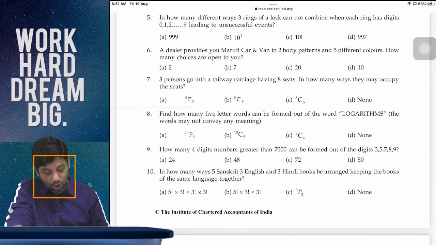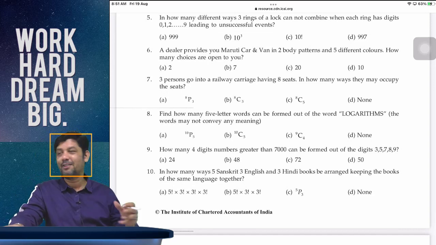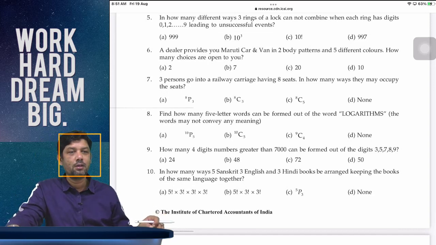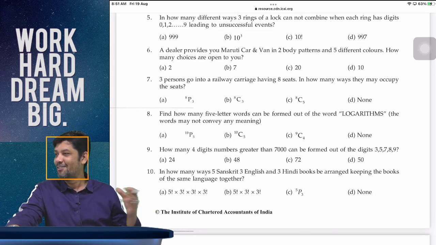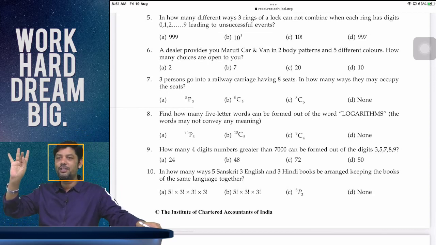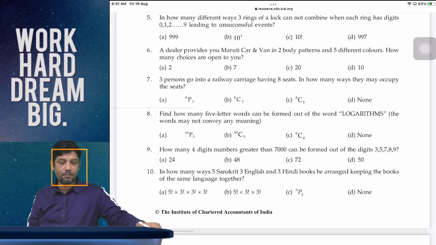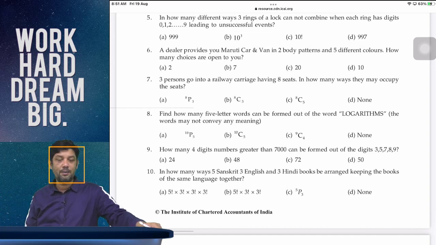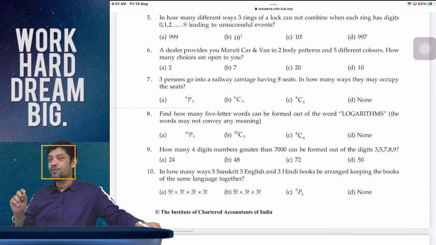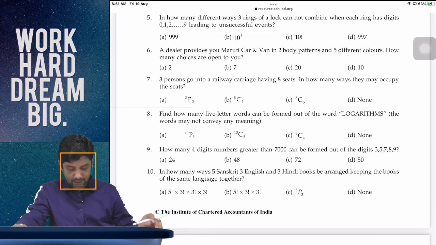Next, find how many 5 letter words can be formed out of the word LOGARITHMS. The words need not convey any meaning, so you need not talk about the meaning. Whatever meaning arrangement gives, we don't bother. Total how many letters? L-O-G-A-R-I-T-H-M-S, 10 letters. How many letter words to be formed? 5. So what is the answer? 10p5. That is arrangement, so obviously 10p5. Excellent. Next one.